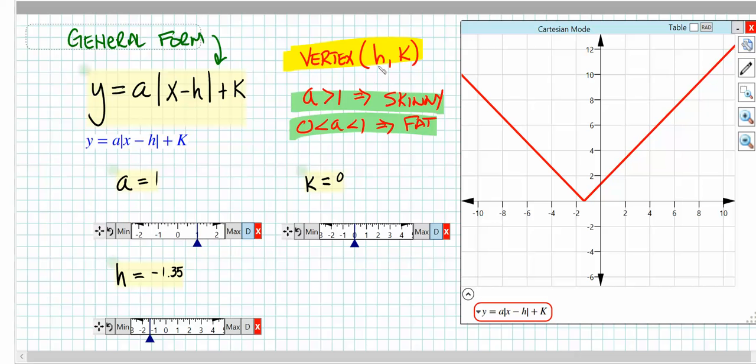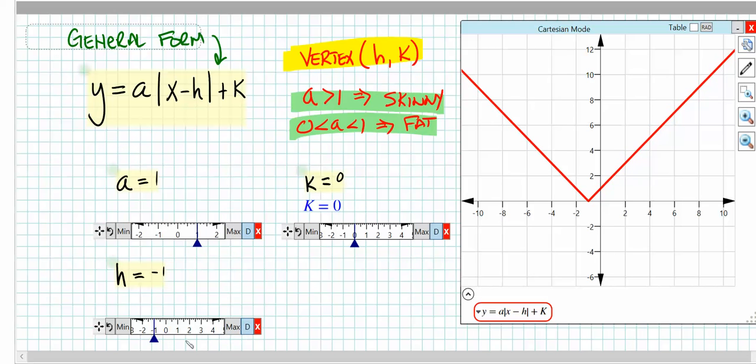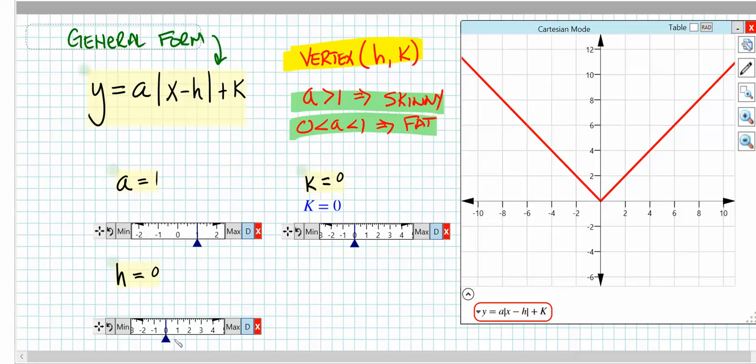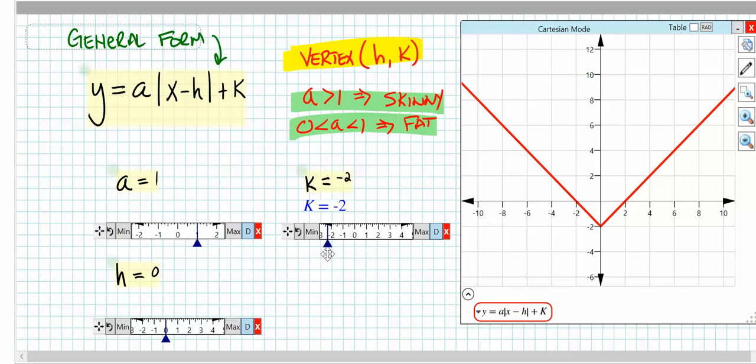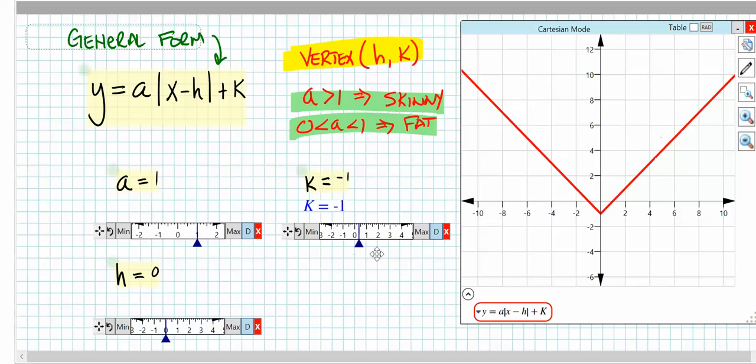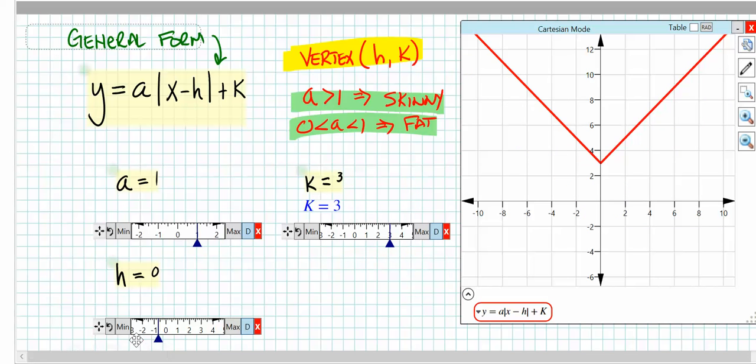Just know that the vertex is always at h comma k. So I'll move this back to discrete values, and I'll move it back to 0. And let's talk about the k value. The k is on the outside here, right? This is going to move it up or down. So if k is 3, I go up 3. If k is -2, I go down 2. So the k moves it up and down, and the h value moves it left and right.